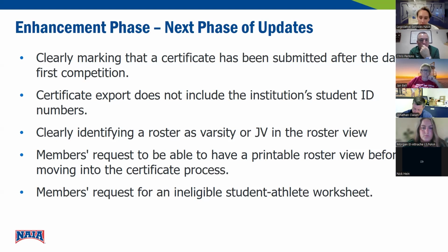The next phase updates are still the same from last week. We're keeping an eye on these, as well as clearly marking certificates that have been submitted after the date of first competition, so that we know if a certificate has been submitted late. Export ideas, identifying a roster as a varsity or JV roster, printable roster views, and requests for an ineligible student athlete worksheet. Again, these are just things that we're keeping an eye on, and we will continue to keep them on the next phase of enhancements if possible.